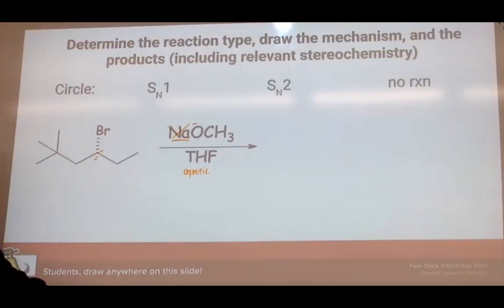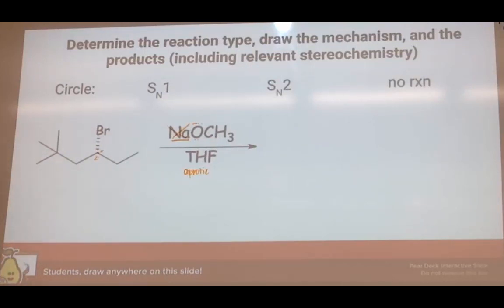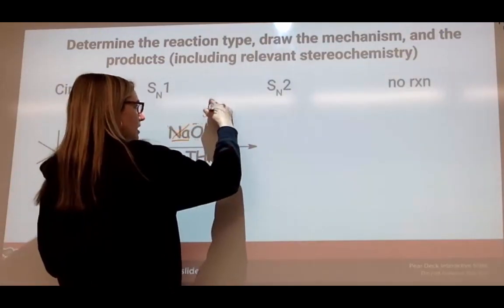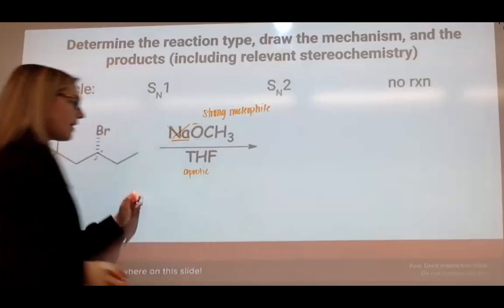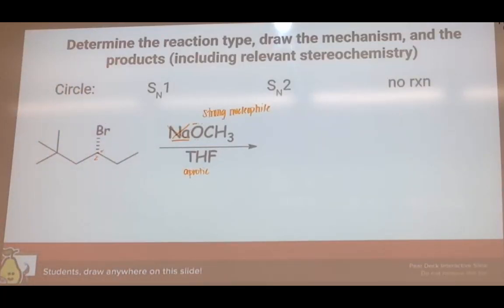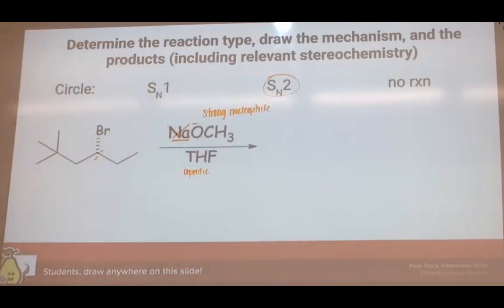So now we look at this. We have a secondary carbon, right? Secondary carbon, we're not limited to one type of reaction over another. So we could have either one, which means we look at the nucleophile and we look at the solvent. If we have OCH3 minus, is that strong or weak? Strong, right? Because of that negative charge. So this is a strong nucleophile. And then an aprotic solvent. Is one type of reaction favored over another with these conditions? Yeah. Which one? SN2. So this is going to be an SN2 reaction.